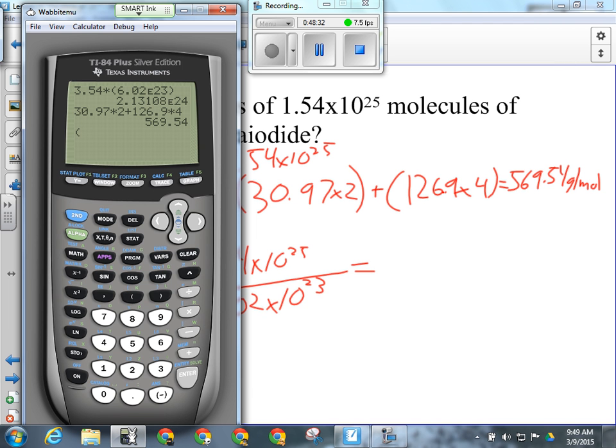Okay, so when you do this, both of those numbers have got to be in brackets, okay, because they both have exponents on them. So 1.54, okay, and then I hit the exponent here, so I get the E, okay, 25, okay, divided by Avogadro's number, which also has to be in brackets, 6.02, okay, 23. All right, so I have 25.58 moles of this stuff.